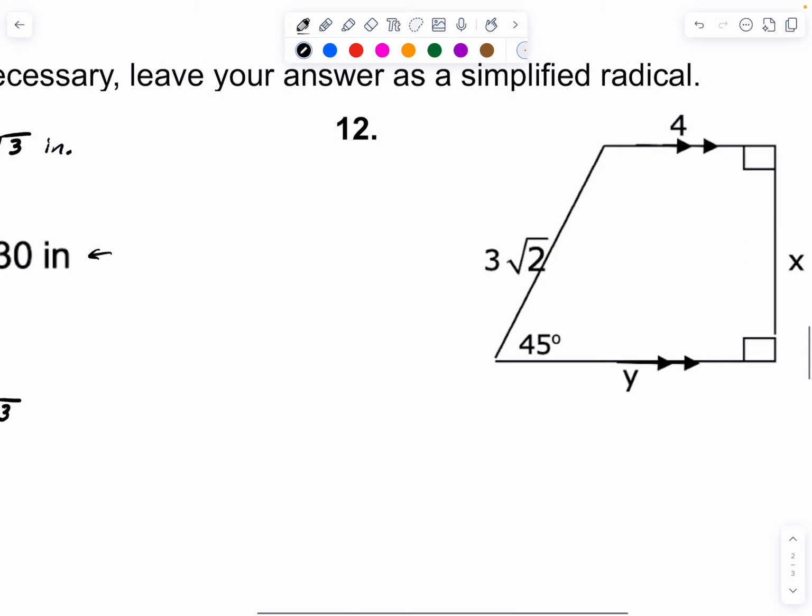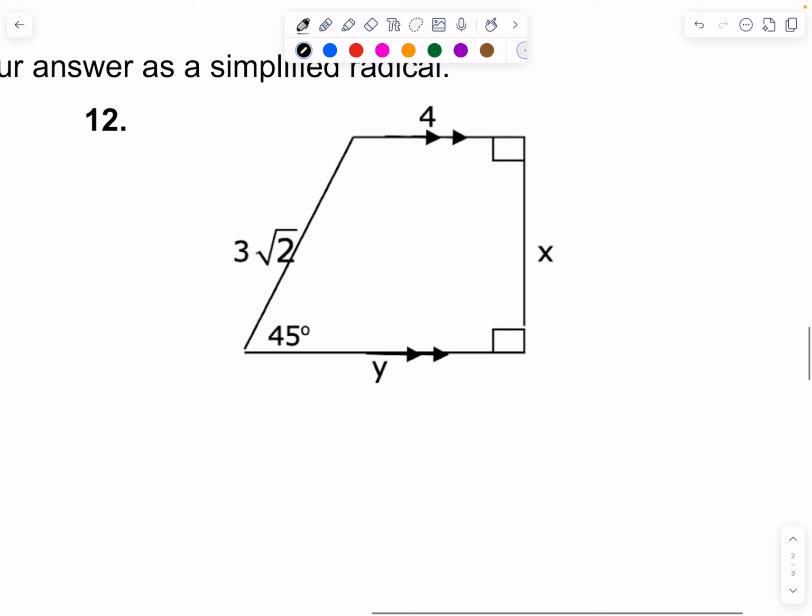Okay, let me go to number 12. All right, number 12, I'm going to do the same type of thing. I'm going to draw an altitude from that part of it to intersect to make a right angle, right? So these are right angles here. And you can see we have 45 degrees in this angle, so that means up here is also going to be 45 degrees. And they're giving us this 3 root 2 as the hypotenuse.